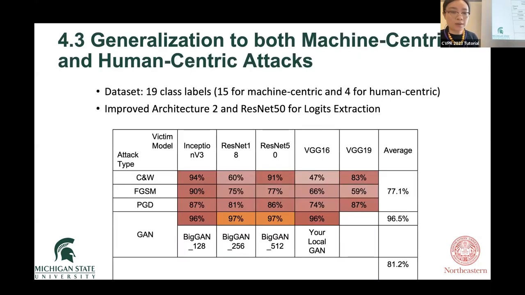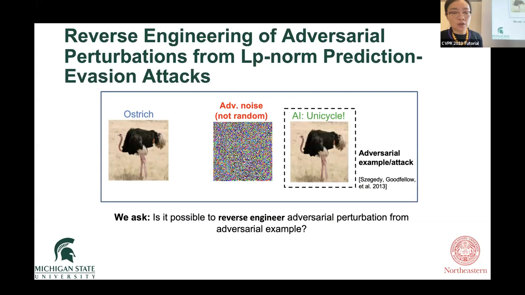And the last one, we make the whole combination. We have both machine-centric attack and human-centric attack. And also we consider different victim models. For example, this cell shows the accuracy when the attack is CW and the victim model is Inception 3. So overall, the performance seems to be good. Okay, so that's about the attack toolchain library part.